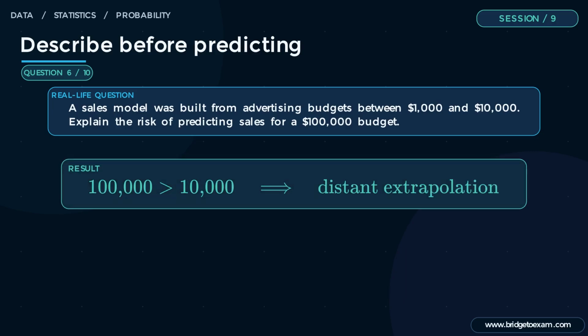Quick check. A warning about model validity is part of a complete answer even when arithmetic is possible. This matters in real life because businesses avoid expensive decisions based on trends extended far beyond observed conditions.